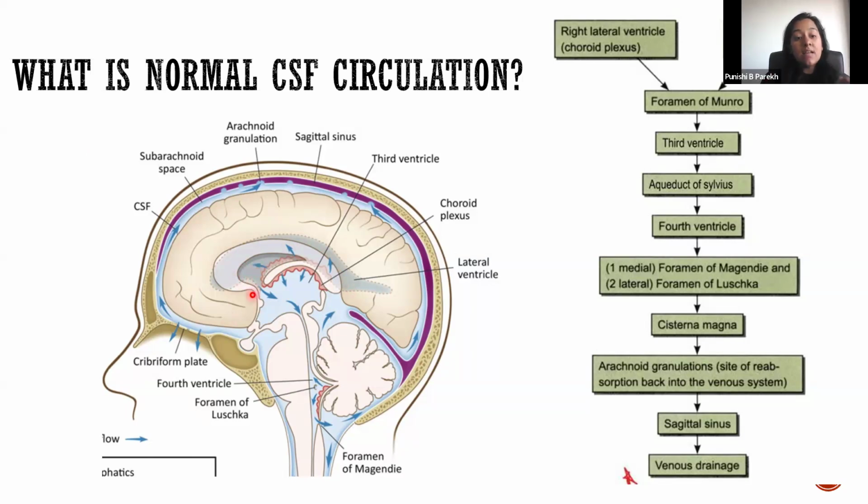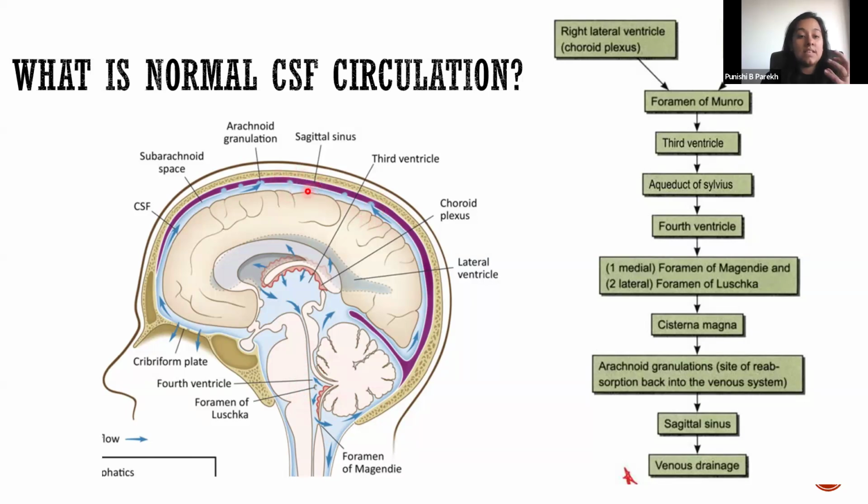The CSF then moves down through the foramen of Monro, which is this little structure here, to enter the third ventricle. From the third ventricle, it moves down through the aqueduct of Sylvius, which is this little slit of foramen, into the fourth ventricle, which is this triangular structure. From the fourth ventricle, the CSF exits through either the foramen of Luschka or Magendie to enter the cisterna magna. Once the CSF has left the fourth ventricle, it will then get resorbed by the arachnoid granulations, which are these little structures jutting out.